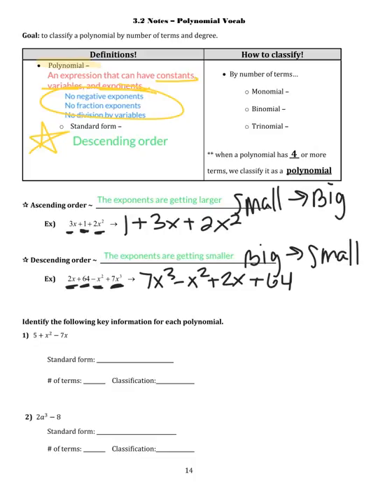So let's try a practice problem below. The first practice problem has a polynomial of 5 plus x squared minus 7x. So they're asking for standard form, which means I want to use my descending order. So I'm going to start with the biggest exponent, and I'm going to take that whole term, so that's my x squared, and I'm going to work my way down. So I think the next one would be a minus 7x, and finally plus 5.